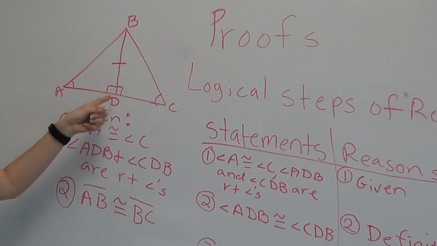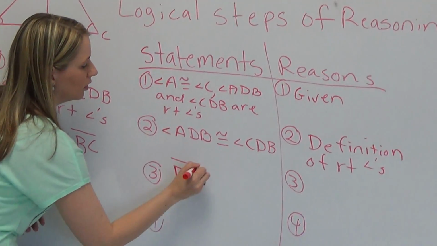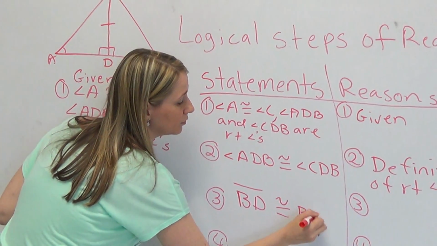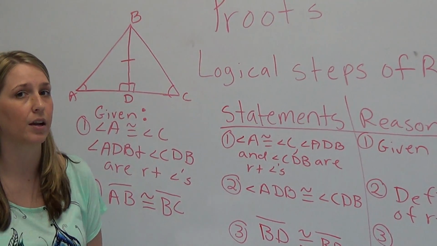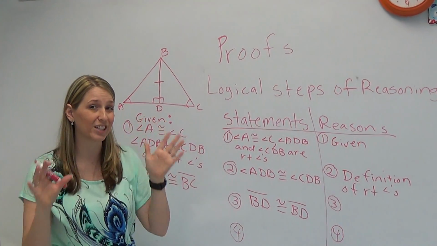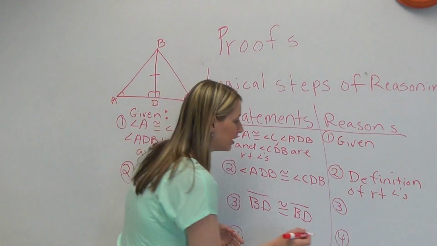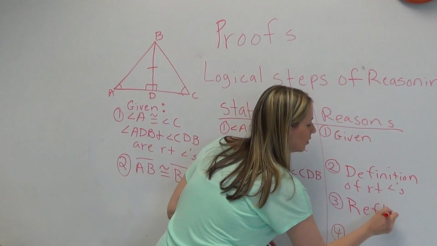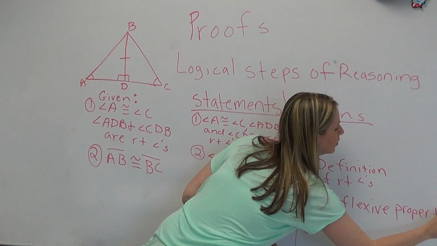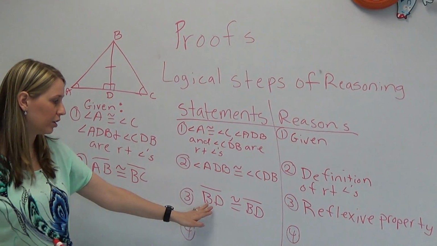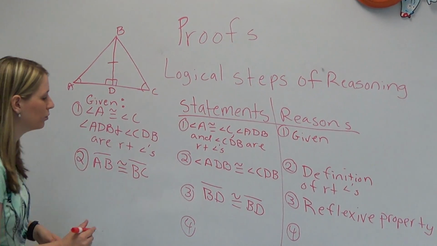Okay, so I can put a little symbol there, and I tell myself that segment BD is congruent to itself. So BD is congruent to BD. Now there's a certain property we use for that. And if you think about it, when you look into a mirror, you see your reflection, right? Well, it's like BD is looking into a mirror. It's called the reflexive property. So basically, anytime you're proving something congruent to itself, which means these two things would be the same, it is always the reflexive property.